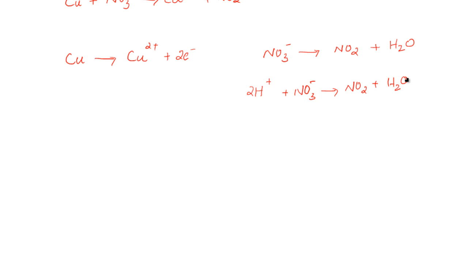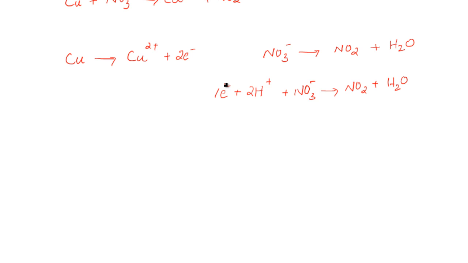What is the total charge on the left side? 2 positive and 1 negative. 1 positive, right? The right side is all 0. So how can we bring both sides to 0? By adding 1 electron on the left side, right? So now both half reactions are balanced.